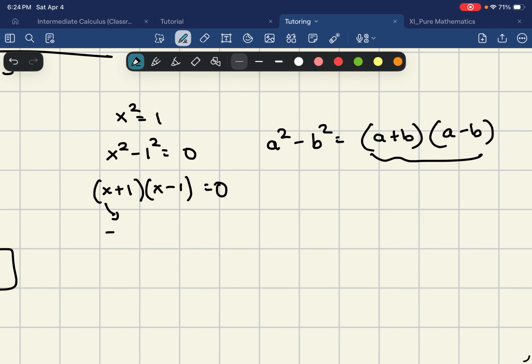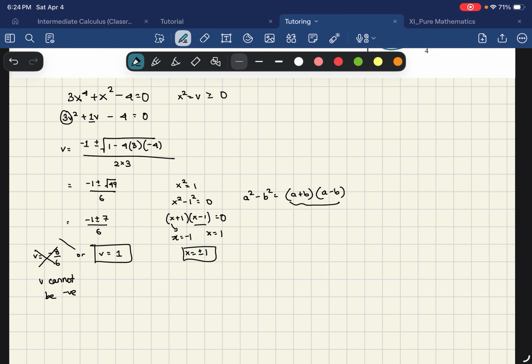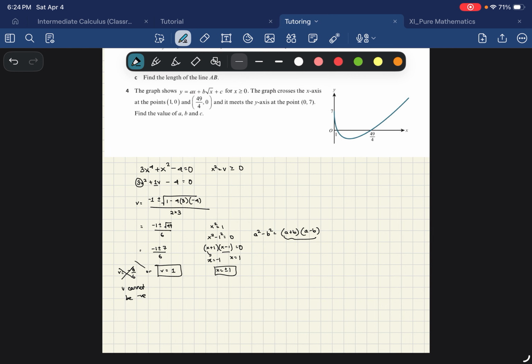And this gives me x is equal to negative 1. This gives me x is equal to positive 1. So x is plus or minus 1. Both are valid answers. So negative 1 squared gives me 1, and positive 1 squared also gives me 1. So this is different from taking the square root.